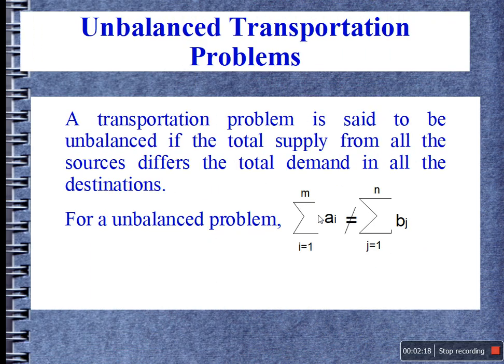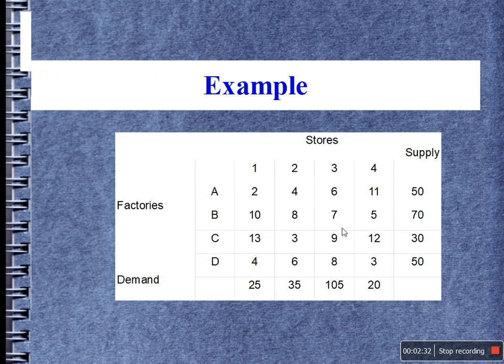Unbalanced transportation problems. For an unbalanced transportation problem, the summation will not be equal. Which summation? The sum of supply and the sum of demand are not equal, then it is an unbalanced problem. Example of an unbalanced problem.